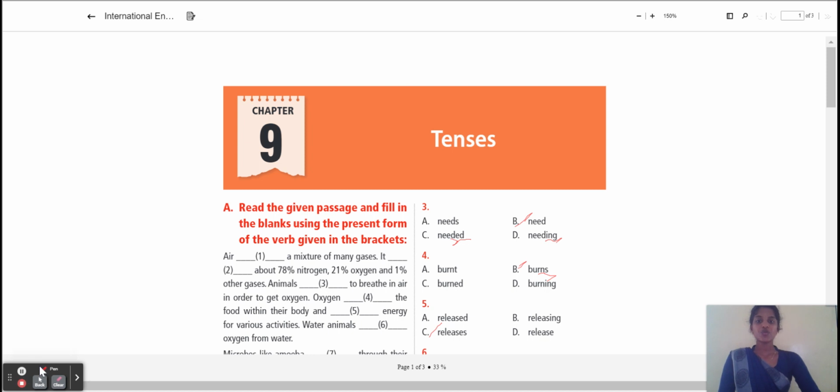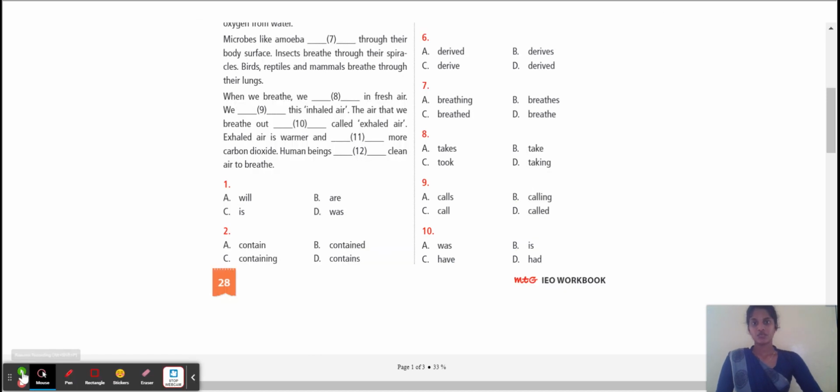So the sixth question: water animals dash oxygen from water. Here we can see the given options. The options are A derived, B derives, C derive, D deriving. Here what is the correct option for that? Derive is the correct option. Why?